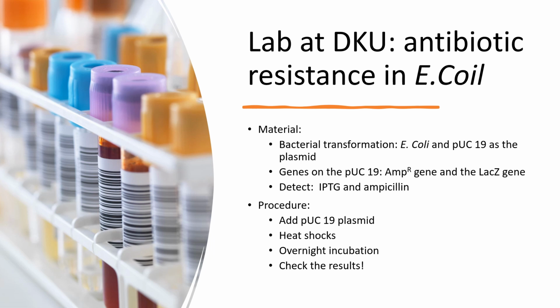In our fifth lab experiment, we conducted an experiment to transform E. coli by using pUC19 as the plasmid. The plasmid contains both the AmpR gene and the lacZ gene. According to our expectations, the transformed E. coli should develop resistance to ampicillin, one type of antibiotic, and therefore they can survive under the environment of ampicillin.